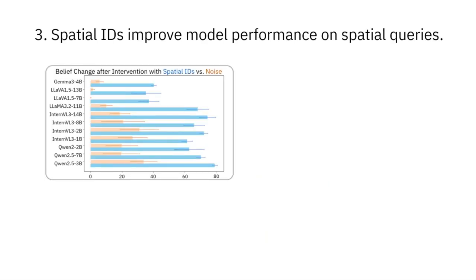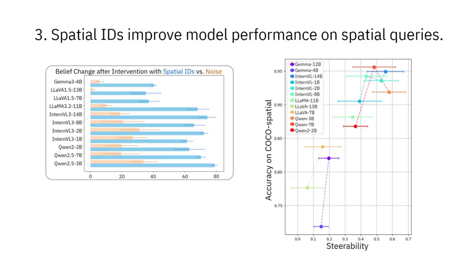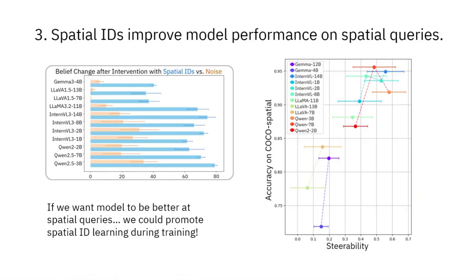The third application of spatial IDs is improving model spatial reasoning performance. If you recall from a previous figure, some models were more readily steered with spatial IDs than others. We find that model accuracy in COCO spatial scales with how well that model is steered by spatial IDs. So if you want models to be better at spatial queries, we should promote spatial ID learning during training.